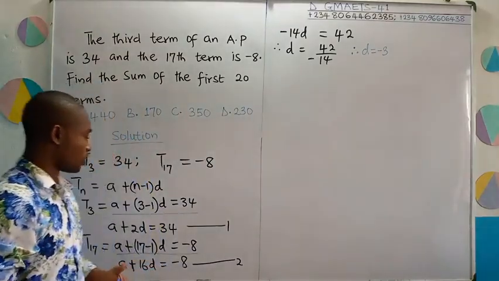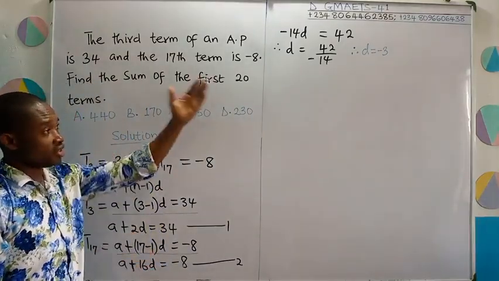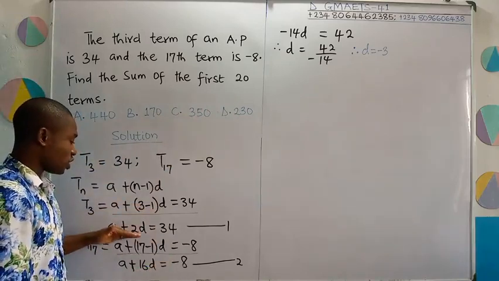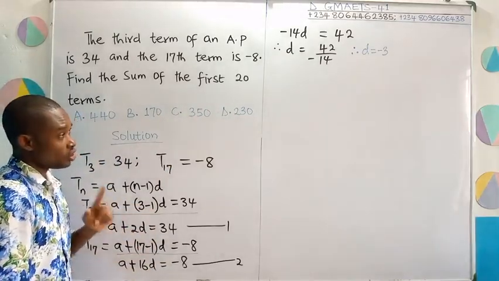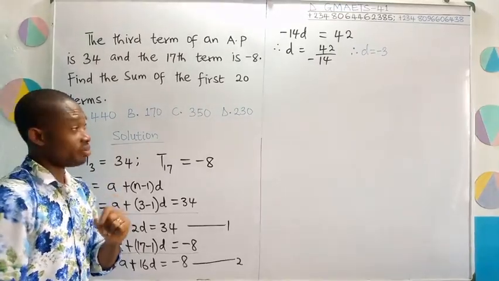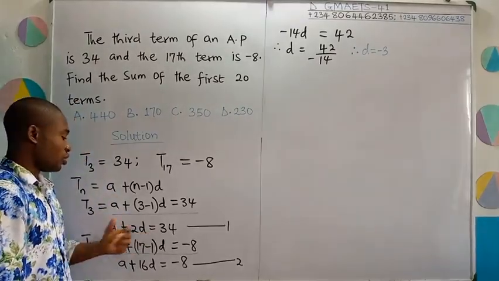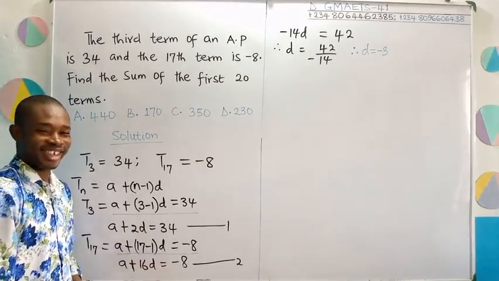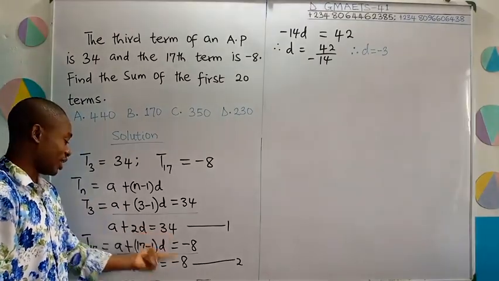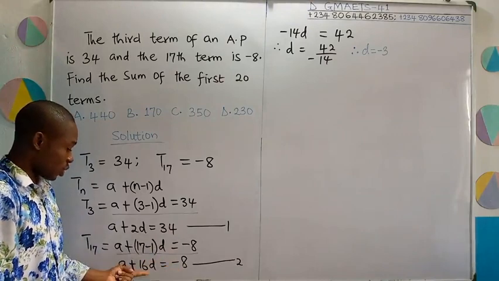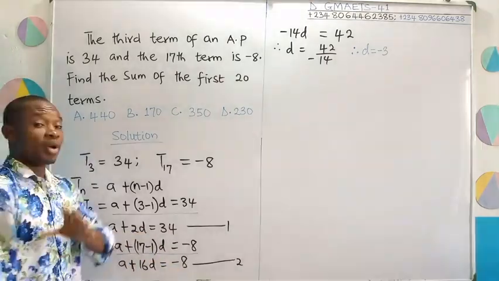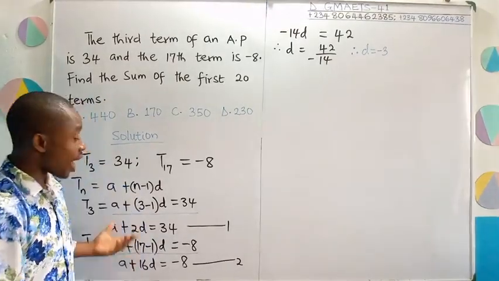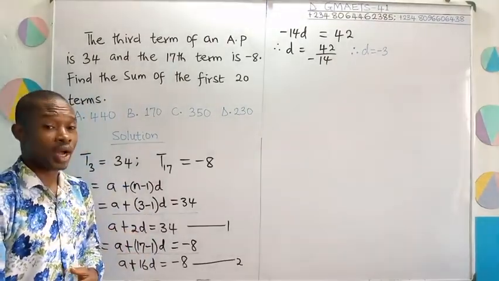Okay, now let us proceed to obtain A. Having gotten D from solving this simultaneous equation, I can use either equation 1 or 2 to obtain my first term A. I prefer to use equation 1. I want to avoid this minus, even though this number is bigger than this. Anyway, you can use any of the equations to get your A. The choice is yours. I have decided to use equation 1.